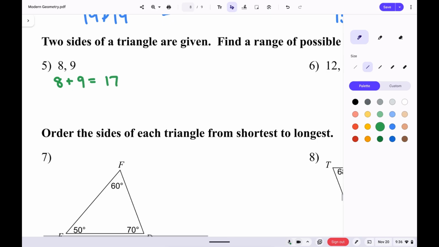17. Now to find the lower limit, so this would be a side that would be too small, you're going to subtract. And I always suggest that you start with the larger side and you subtract the smaller side. That way you're avoiding negative numbers because it doesn't make sense to have a negative number for side length. So I'm going to take 9 minus 8 and I get 1. Okay, now we're going to write this out as an inequality.